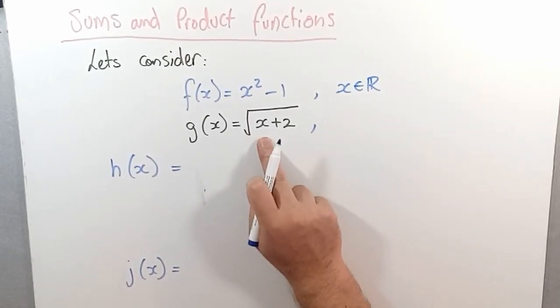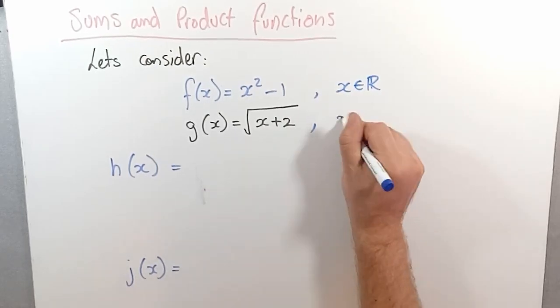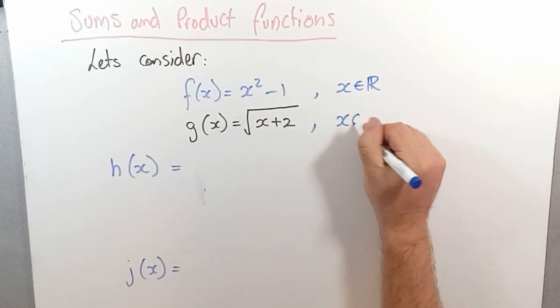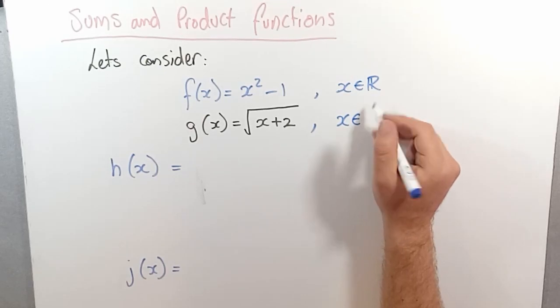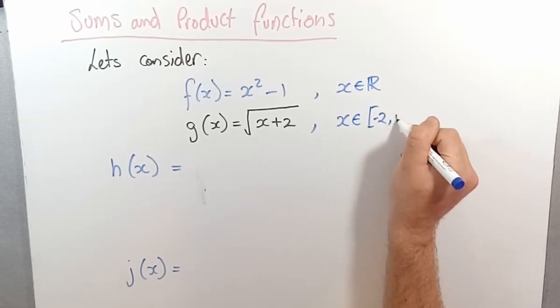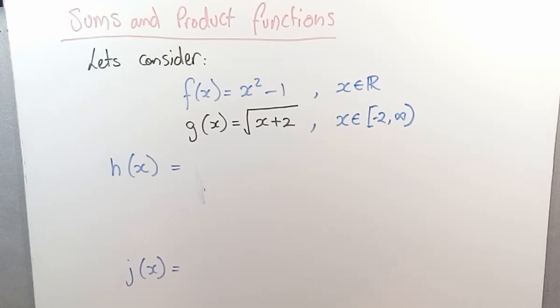What about this one? As long as x doesn't become negative, so it has to be greater than -2. Okay, so I don't want under the square root bracket to be a negative number. So x is an element of, I'm going to write interval notation this time, from -2 to infinity, and I'm going to put a circle bracket. Okay, so anything greater than -2, I could have just written x greater than or equal to -2, that's fine.